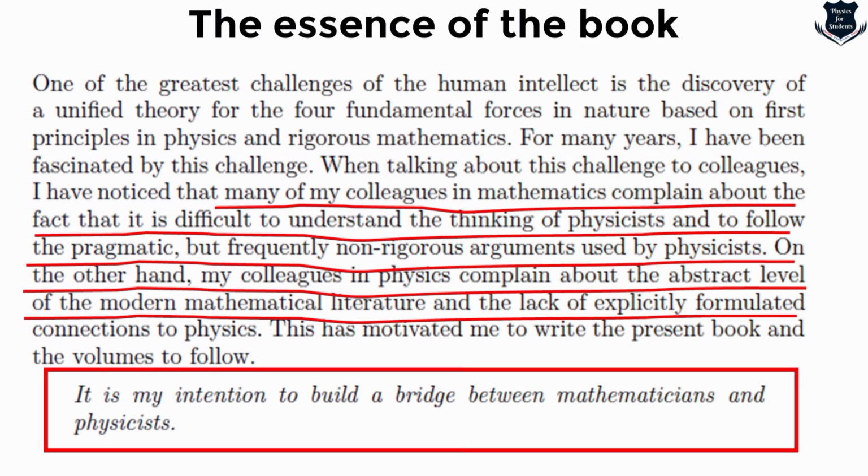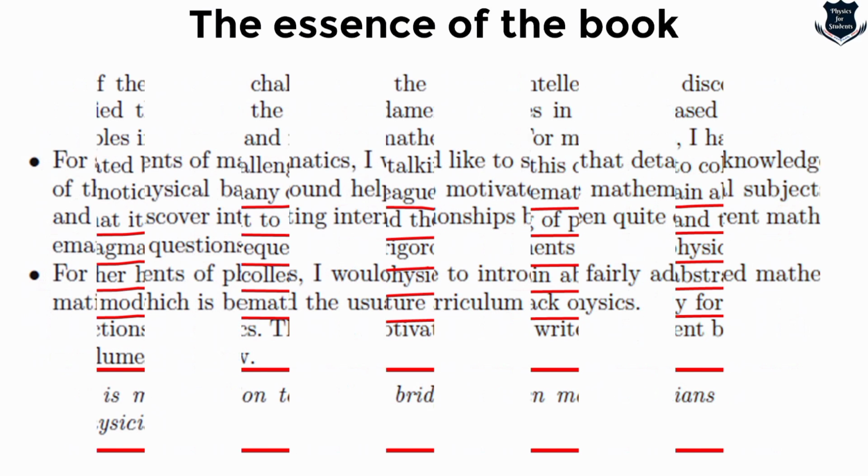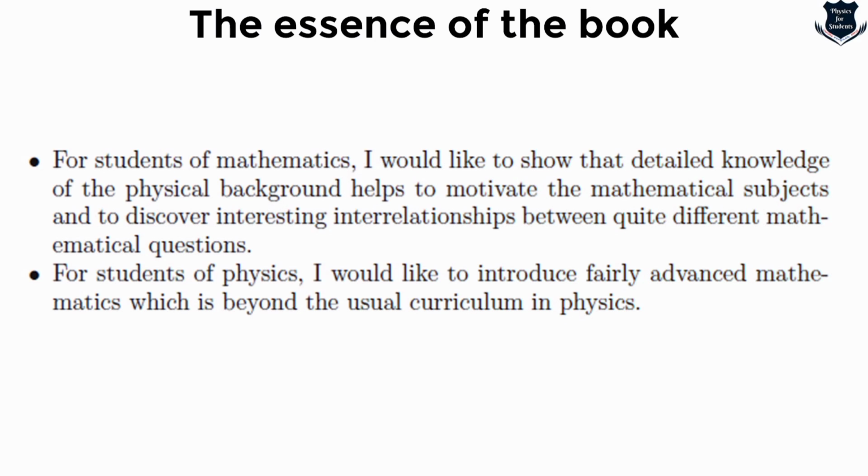This is the basic essence of the book, because Professor Zeidler himself found that there are mathematicians who are complaining about what physicists are telling, and physicists are complaining about what the mathematicians are telling, and this is basically the gap. So if you're good in mathematics, great. If you're good in physics, great. This book will serve both purposes. And here you see, this is very, very important.